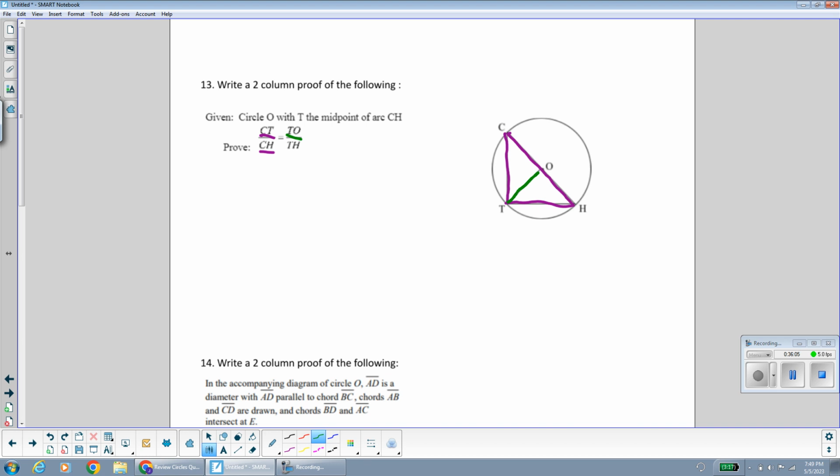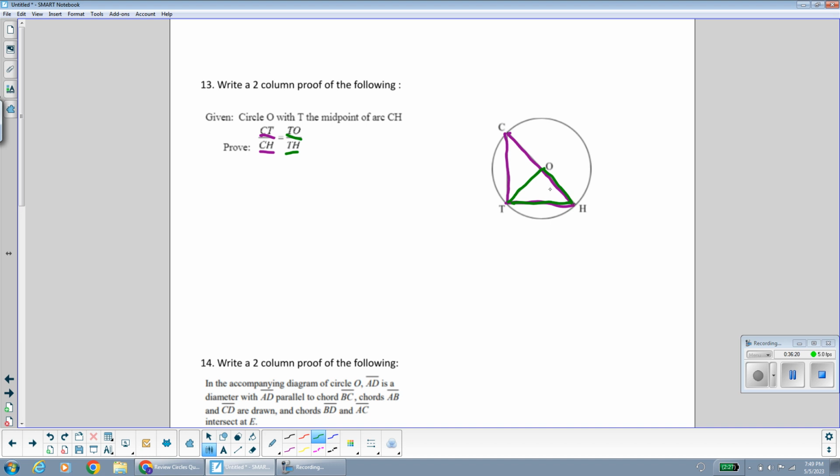TO and TH, those are two sides of this small triangle. So those are the two triangles we need to prove similar. Triangle CTH and triangle TOH.